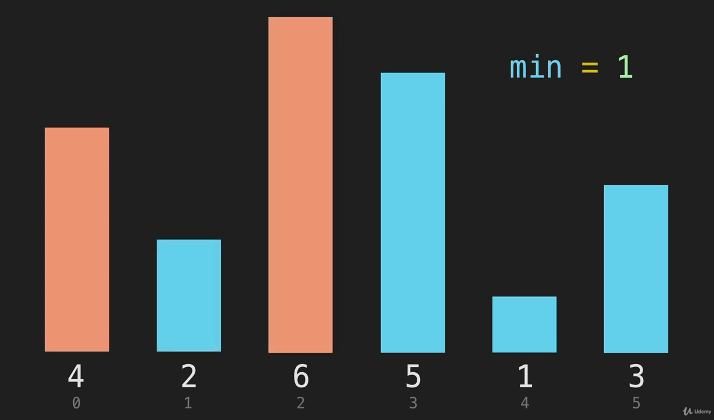Then we move to the 6. That one's not lower, so we'll skip that and that. And then we move to the 1. Now that one is lower than the item that is stored in min. So we'll store the index of 4 in there. And we move to the end, and that one's not lower.